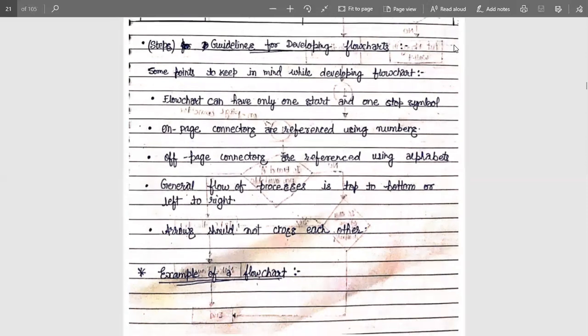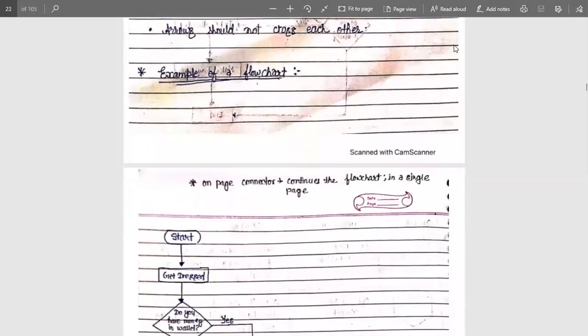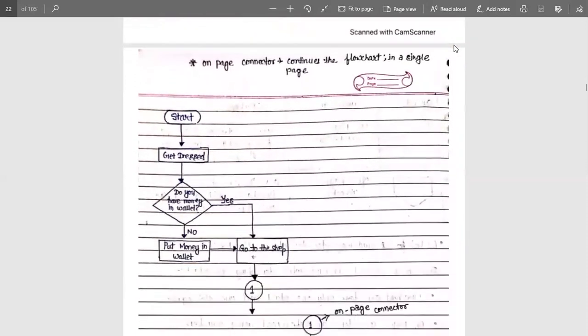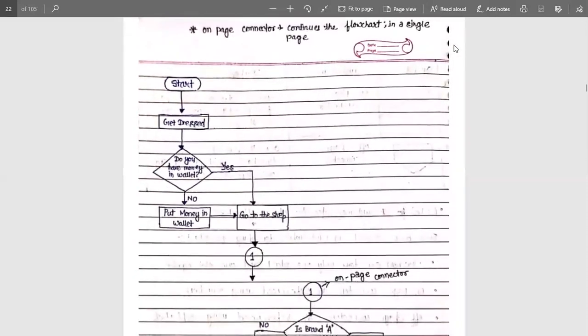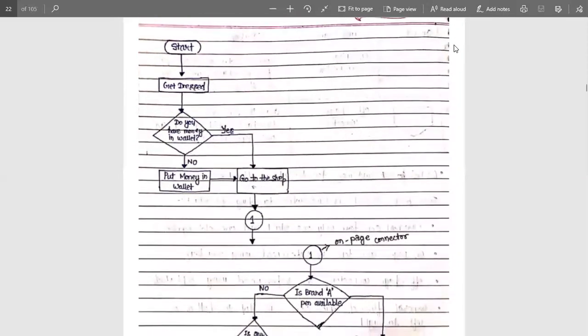Now there are some examples of flowcharts I'm covering here. With the help of that, it should be clear to you. Well, the first thing here is the starting point. Once the starting point is done, we use an arrow, and the arrow shows get dressed. Let us suppose one person is going outside, then he gets up and gets dressed. The first process he does is getting dressed.